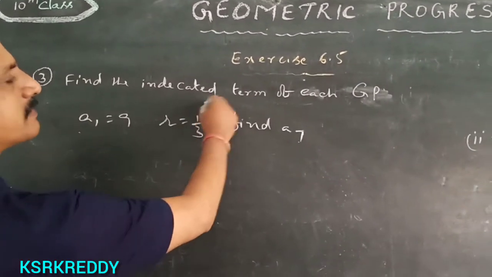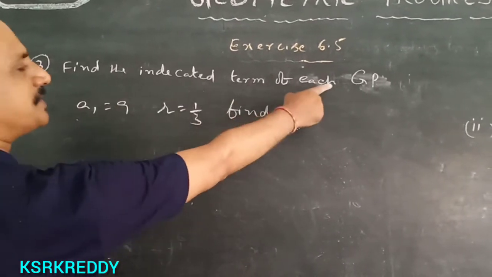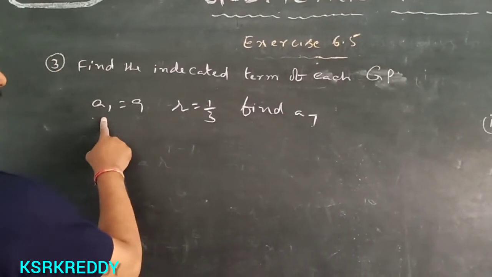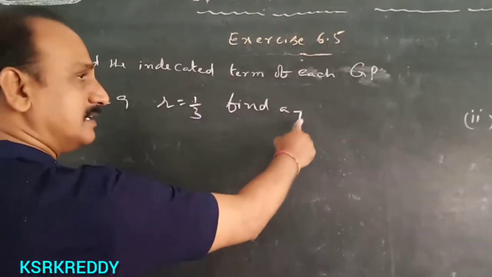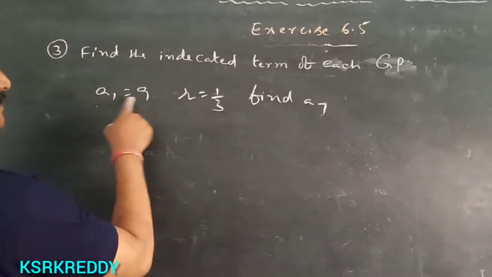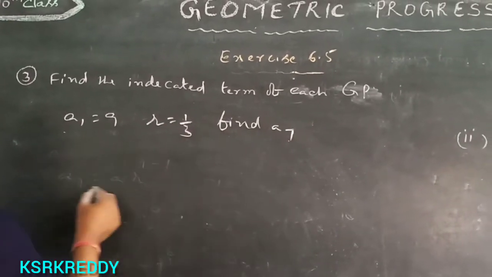Find the indicated term of each GP. a equals a1 equals 9, r is equal to 1 by 3. Find a7, the 7th term. What is the first term? 9. The r value, common ratio, is 1 by 3. Find a7 in GP.